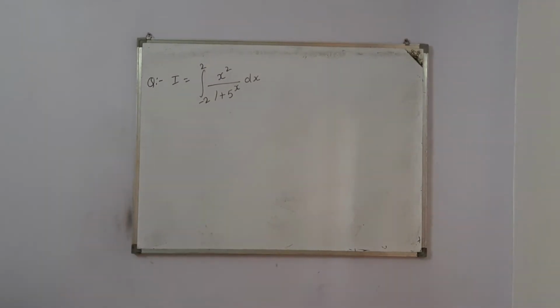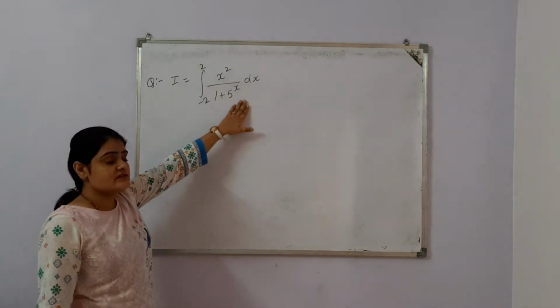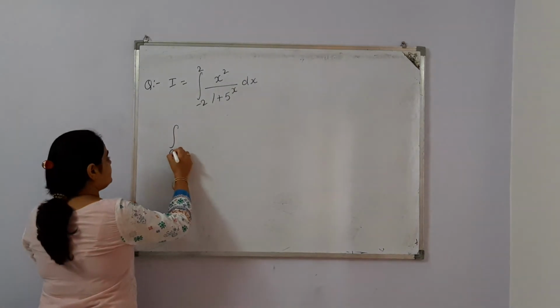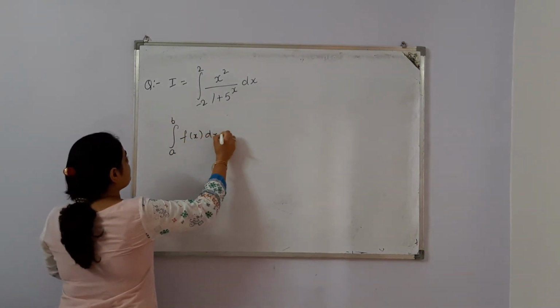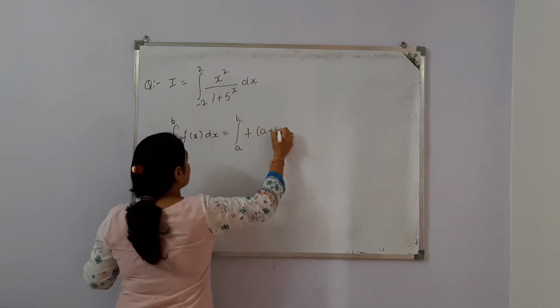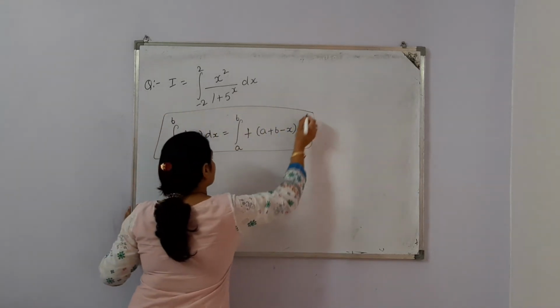Now the next question is x square upon 1 plus 5 raised to power x. This is a function, the limits are minus 2 to 2. Here this property is applicable: integral a to b f of x dx is equal to integral a to b f of a plus b minus x dx. So we'll apply this very property here.